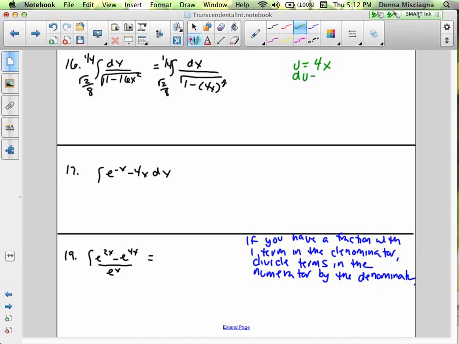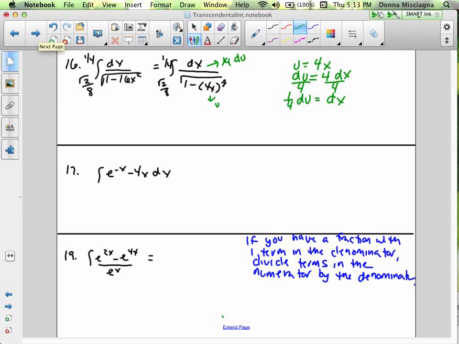Du would be 1/4 dx. I do not see a 1/4, so we'll multiply both sides. Well, not 1/4, excuse me. 4 dx. I am thinking of the next answer because we'll have a 1/4. The derivative of 4x is 4. We're going to divide both sides by 4. I'm thinking way too far ahead. 1/4 du equals dx. All right, so we will replace the dx with a 1/4 du, and we will replace the 4x there with a u.